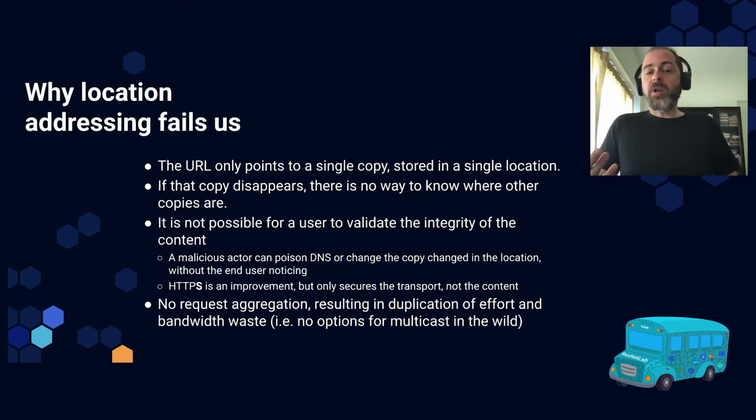However, the URL only points to a single copy that is stored in a single location. If that copy disappears, we have no way to find out where alternative copies of the same content are. It is also not possible for a user to validate the integrity of the content. It is not possible to say if what we have requested from the network is what we have actually received. Finally, there is no request aggregation, which results in inefficient use of resources.